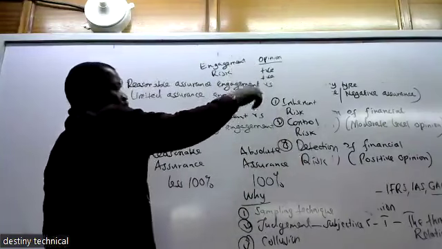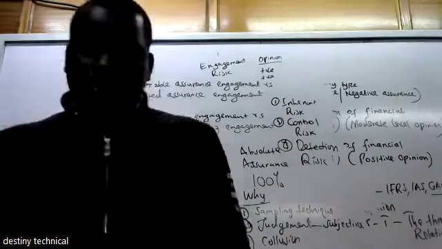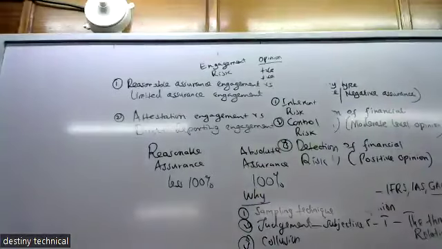We want to try to do what? Reduce them to a low level. So in those two definitions, we have mentioned positive opinion and negative opinion. What do you mean by those two terms? Positive opinion and negative opinion. Let's start with the positive expression of opinion.